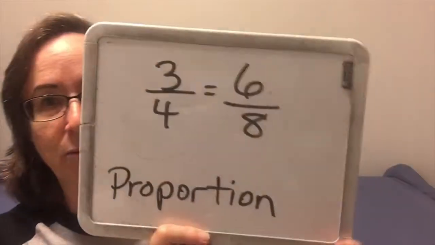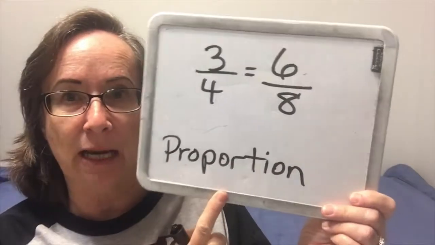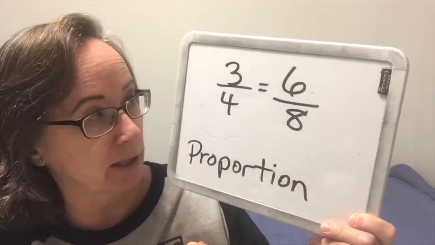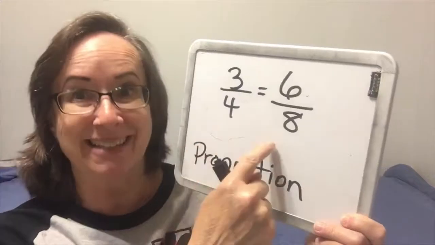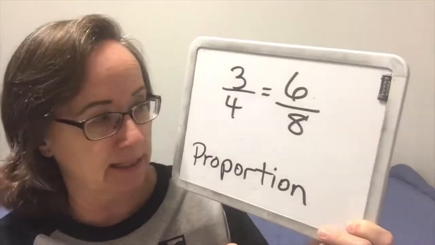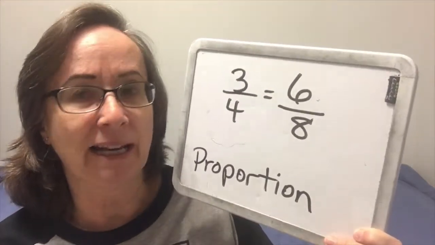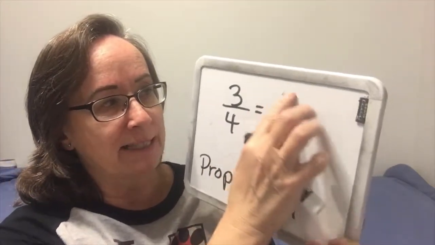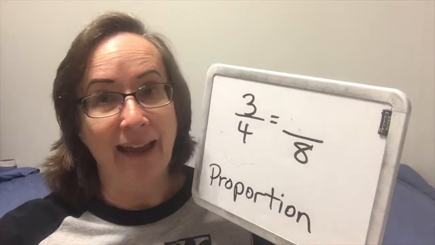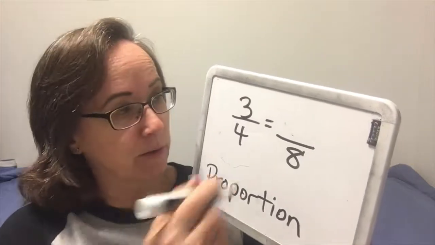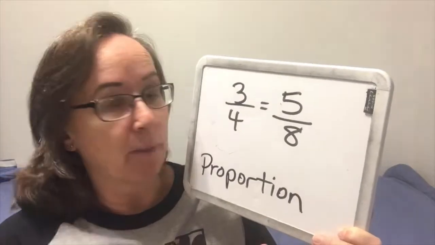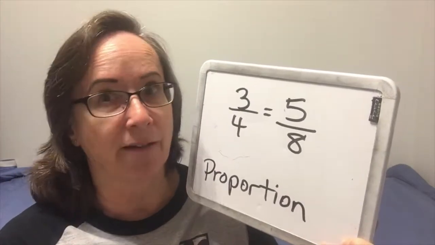Now, when we set two ratios equal to each other, we call this a proportion. Now, this one happens to be a true proportion because 3/4 is equal to 6/8. But I could also write a false proportion by simply changing the 6 to a 5, and then it would not be a true statement. Okay, so that is a false proportion, but it's still a proportion, just a false one.